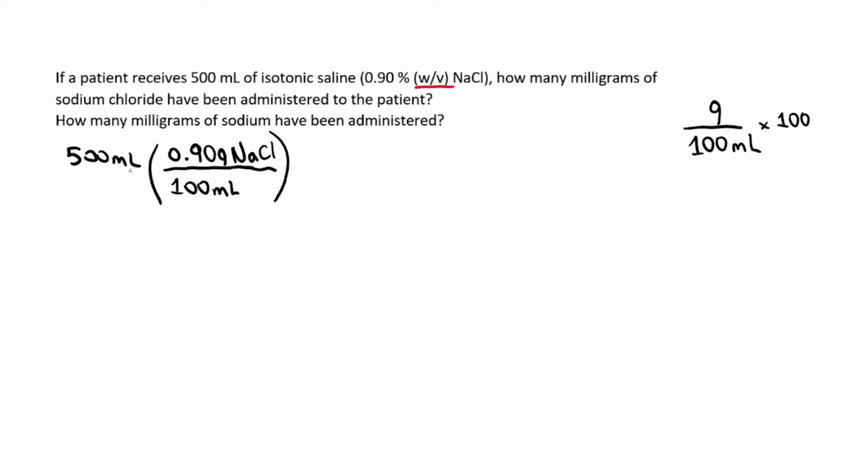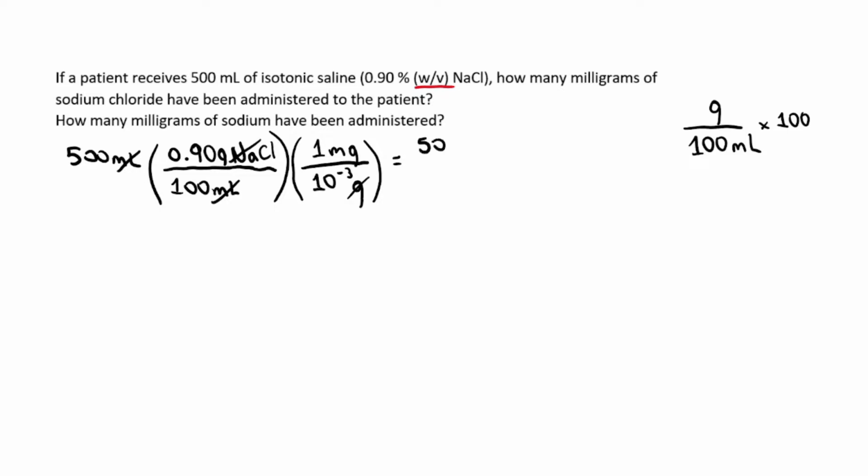So we've converted from milliliters to grams. Now we need to convert from grams to milligrams. So for every 10 to the negative 3 grams, we get 1 milligram. Okay, now we can cancel our units, and we're in milligrams of sodium chloride now. We multiply straight across the numerator and the denominator, and then divide.